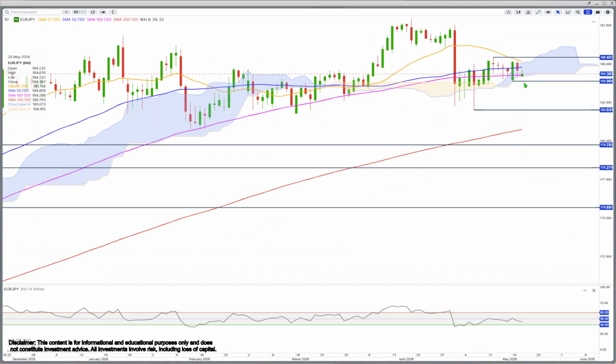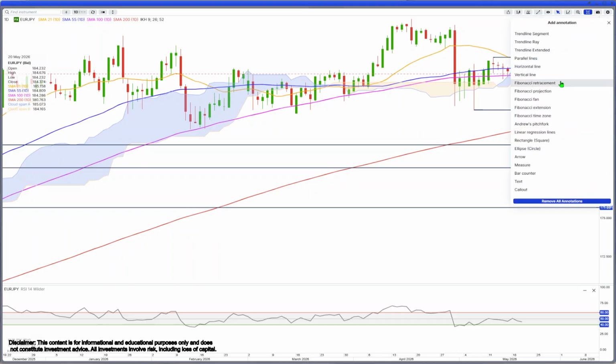Euro yen in a very tight range between 183.90 and 185.45. Breakout could tell us the direction. You can see the 55, 100 more or less flat, really. RSI in a negative sentiment, so it has a negative undertone. And if it takes out the lows there at 183.90, well, then we could see it setting back towards 182.50.